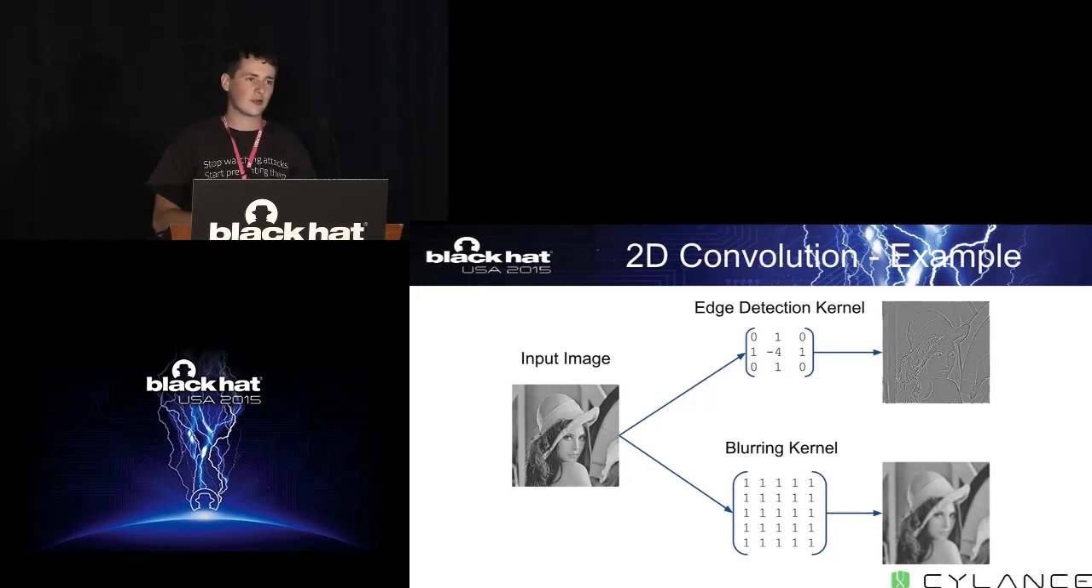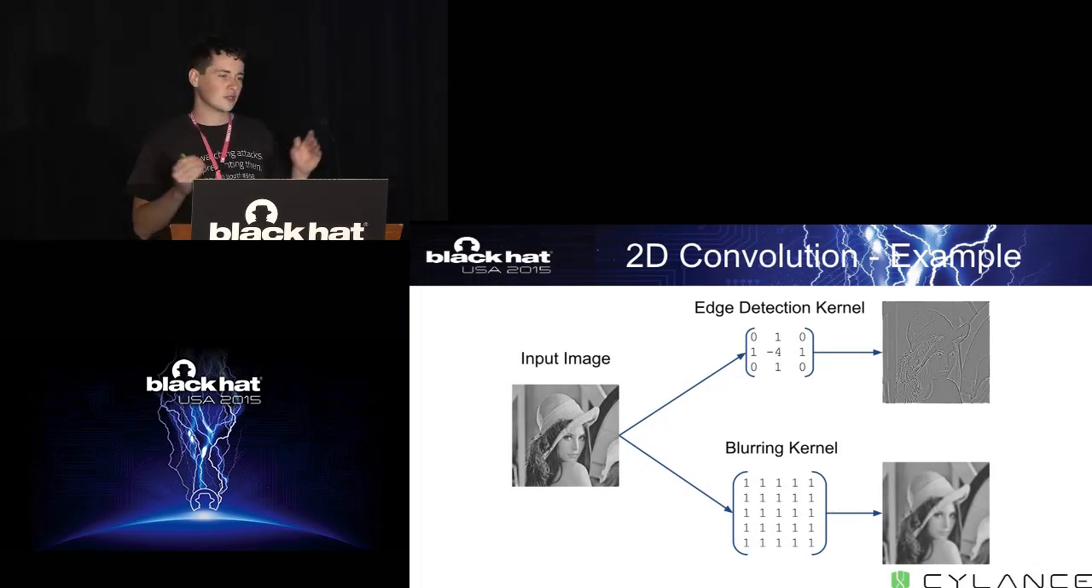Like I said, it's a really general operation. You can also use it for blurring. In this blurring example, all you're doing is taking the average of the neighborhood of pixels, and this has the effect, when you look at the image, of blurring things out.